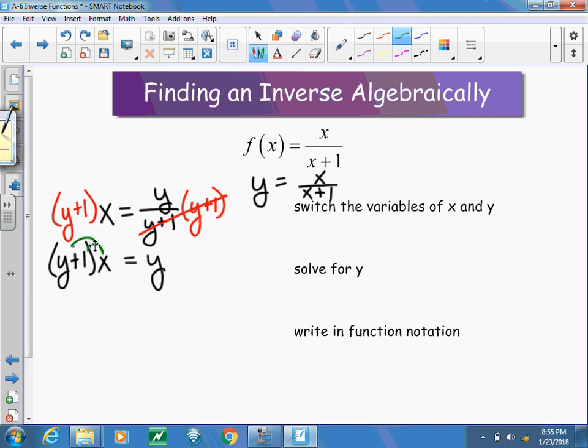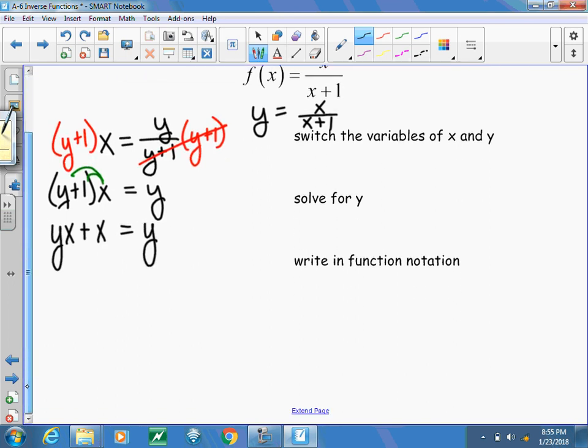Now, ultimately we need to try and get our y values together. I'm going to need to get rid of this parenthesis somehow, so I'm going to distribute. So y plus, or sorry, yx, almost missed that part, so it's y times x. So y times x plus x is equal to y. Figuring out that I've got to get the y's on the same side, I'm going to subtract a yx from both sides.